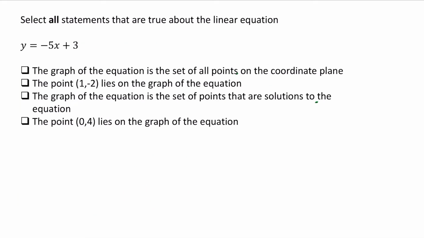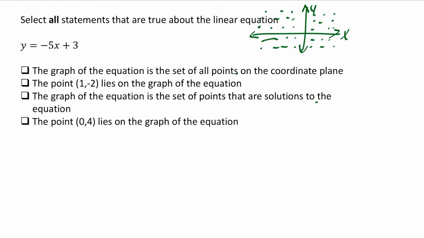So now let's select all statements that are true about the linear equation y equals negative 5x plus 3. The first choice says the graph of the equation is the set of all points on the coordinate plane. Well, let's think about it. If it's the set of all points on the coordinate plane, that means the graph would just look like a big filled in coordinate plane, right? Because every single point that's on here would be a solution to the equation.